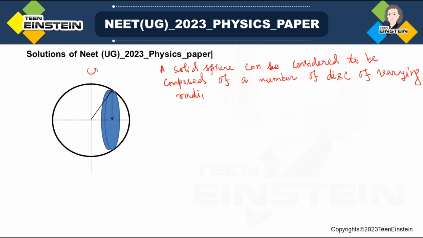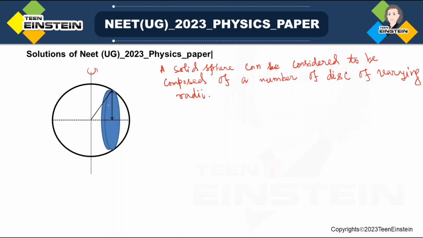Okay, that I'll explain how it is. See, so a solid sphere can be considered as composed of thick disks. Thick disk means, you can see this disk has a certain thickness, not just a sheet. It has certain thickness as well.